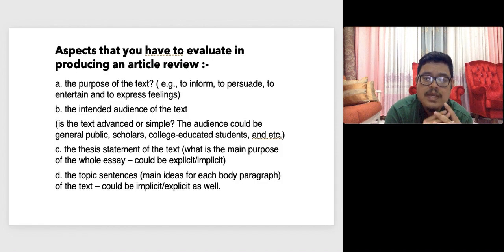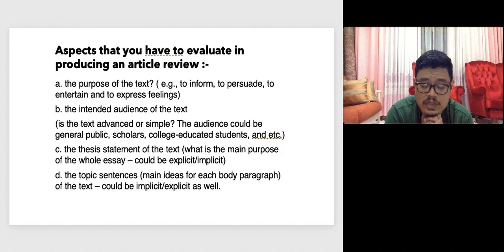Is it to inform? Is it to persuade? Is it to entertain? And or is it to express the author's feelings, right? So usually to entertain, to express feelings, these are usually for articles or for fictions, right? For stories, it is written to entertain, or something that is in magazines, right? Whereas to inform or to persuade, this would involve articles that are in academic journals or in scientific websites, right?